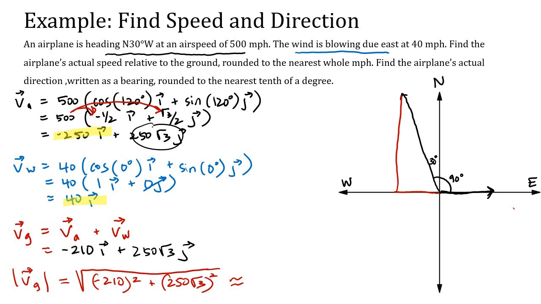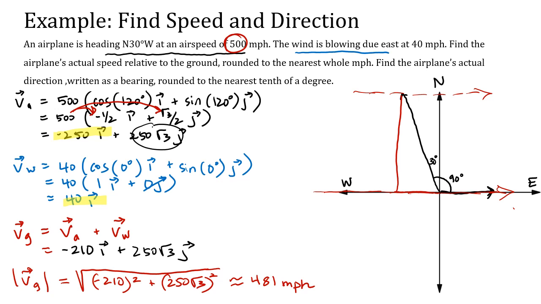And when I did this, I got 481.2 miles per hour. So rounded to the nearest whole mile per hour, that would be 481 miles per hour. Remember, I started at a speed of 500, and then I had the wind that was blowing toward the east. So the wind in this case was really sort of throwing me off course, wasn't it? And because it was throwing me off course, it was slowing me down. Now, how far off course was it throwing me?